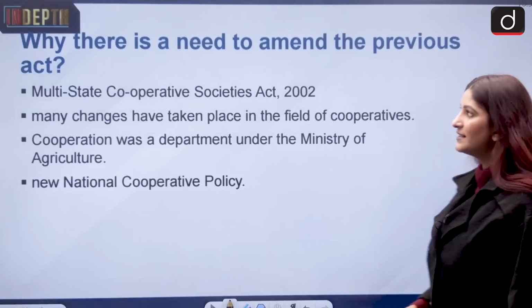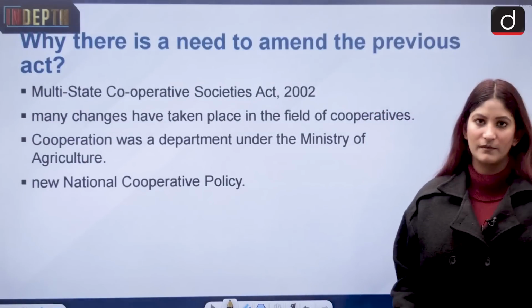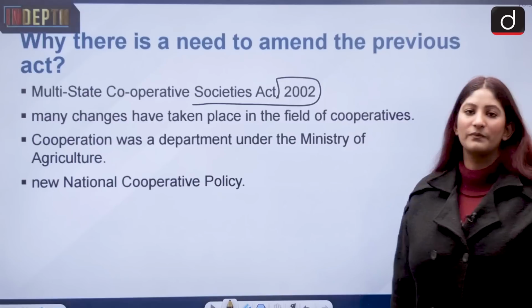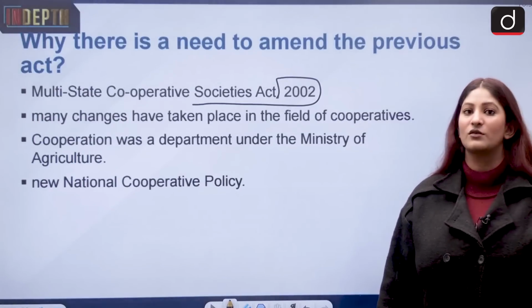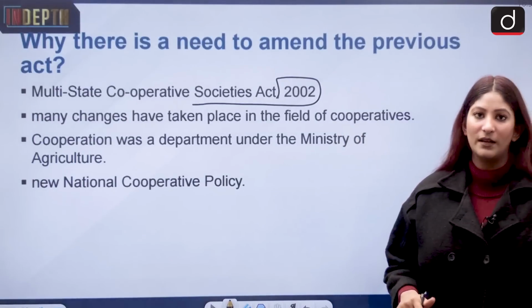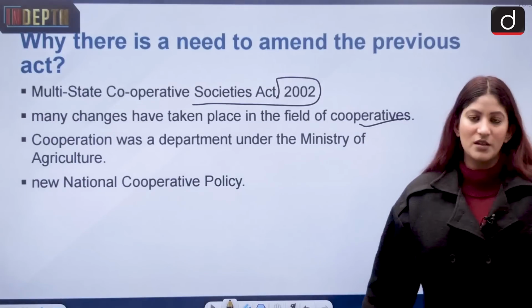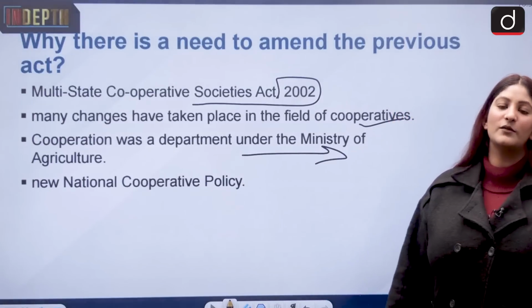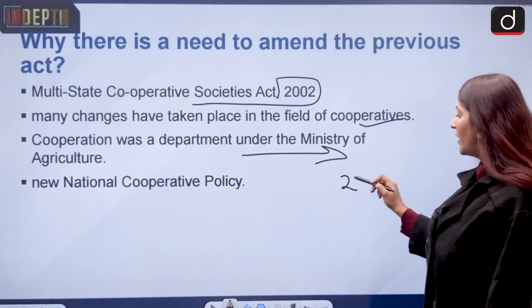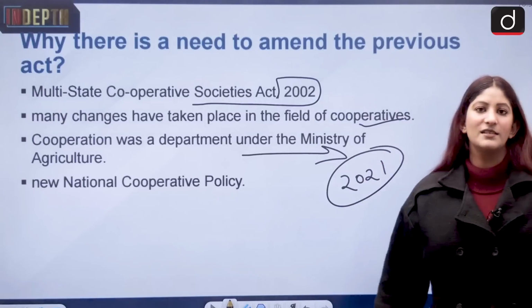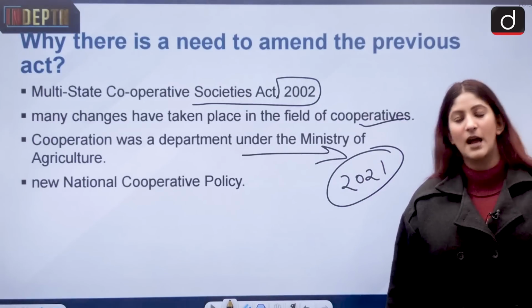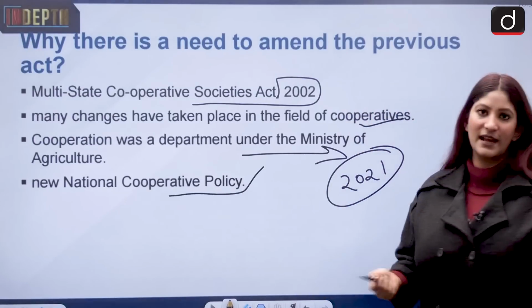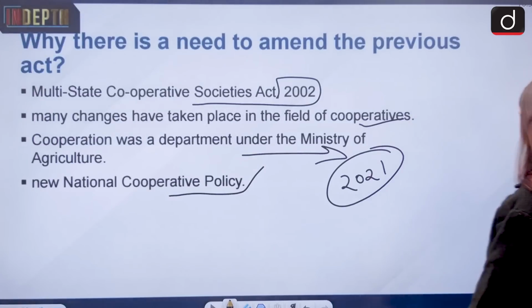Moving ahead, now why is there a need to amend the previous act? The previous act is the Multi-State Cooperative Societies Act of 2002. It was 20 years ago, two decades ago, that this act came into being. Since then, many changes have taken place, and of course, we need to upgrade with the changes. Cooperation was a department back then, and it was dealt with by the Ministry of Agriculture. In 2021, the Ministry of Cooperation came into existence, and the minister who handles it made it a point that they will bring a new national cooperative policy as well when it comes to revamping the situation with respect to them.